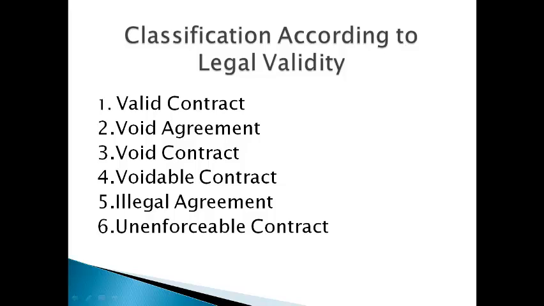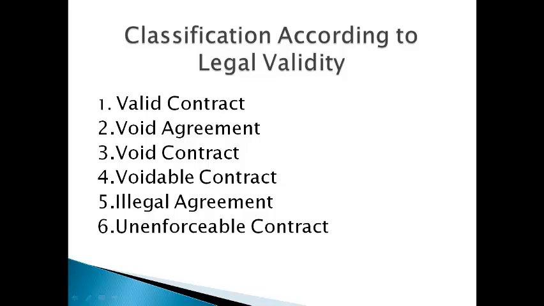Then third one, void contract. A void contract is that which is not enforceable by law. Section 2(j) of the Act lays down that a contract which ceases to be enforceable by law becomes void when it ceases to be enforceable. A contract which is enforceable by law at the time it was made, but later on becomes legally unenforceable due to some reasons, is called a void contract. For example, A promised to marry B, later on B died. In this case, the contract becomes void on the death of B.